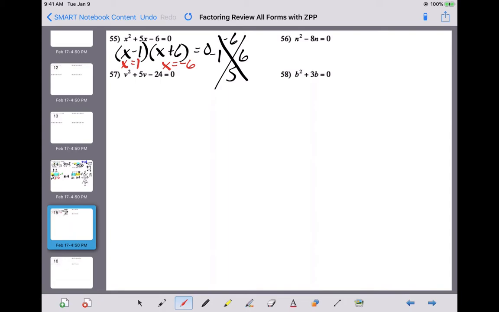Again, number 56, always look for a GCF. You can factor an n out of this. So that is the factored form of the original polynomial. And then your solutions are going to be positive 8. What's your other solution? 0, n equals 0.